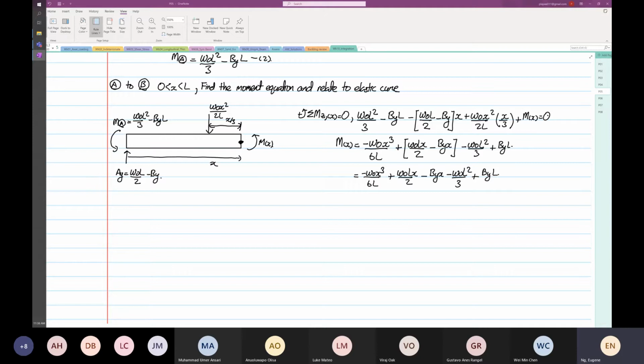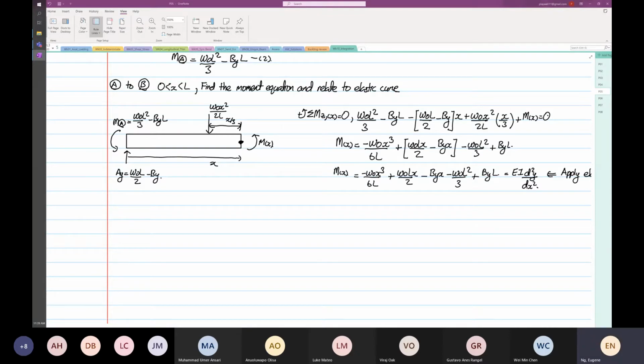Okay, so from here we know that this equation over here will be equal to EI d²y over dx². Now we recall that. So this is where we apply, because this whole function over here is M as a function of x. So this is where we apply the elastic curve.